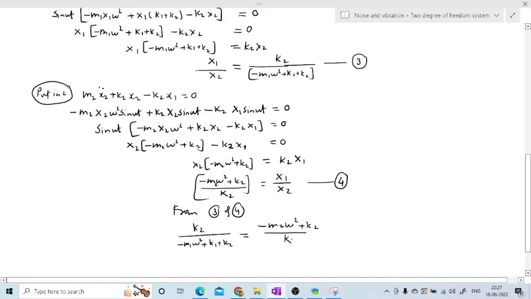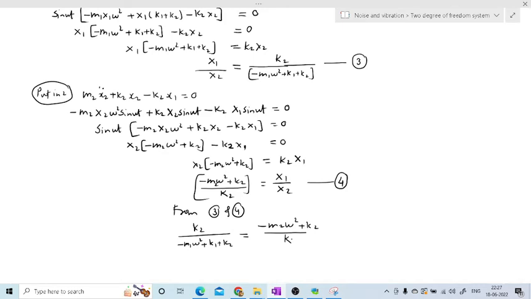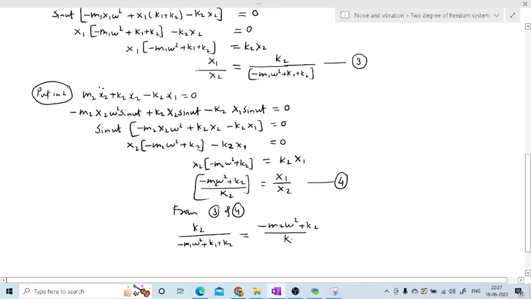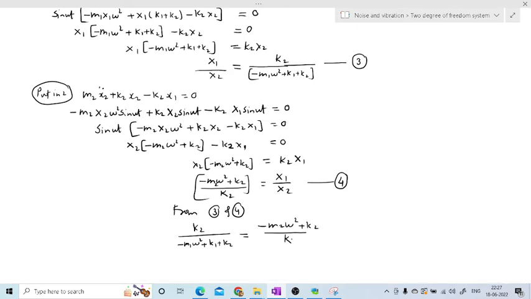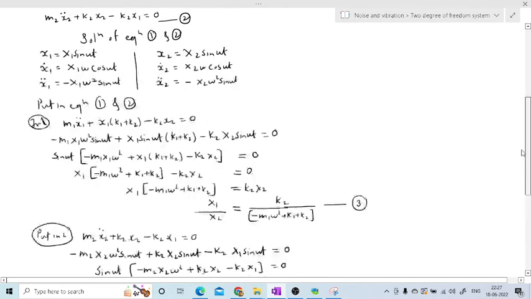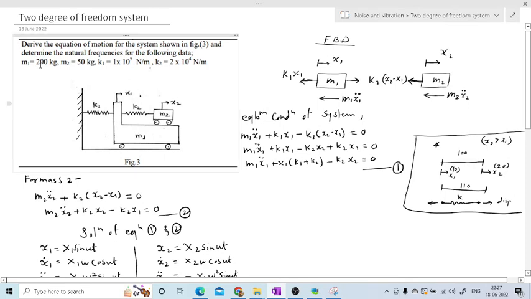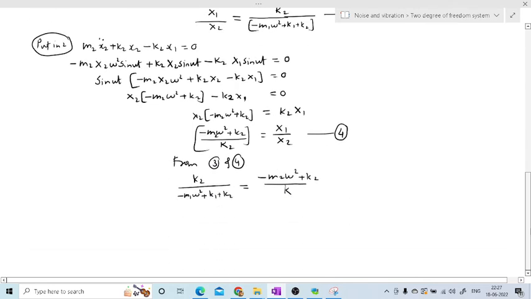See, till this point I have not entered any value which is given in the numerical. Means if I solve this equation, this will be my derivation, and if I put the values, then this will be my solution for the numerical. So I am solving the numerical, so I am going to put the values. Now see, the mass m1 is 200, m2 is 50, k1 is 1 into 10 raised to 5, k2 is 2 into 10 raised to 4.